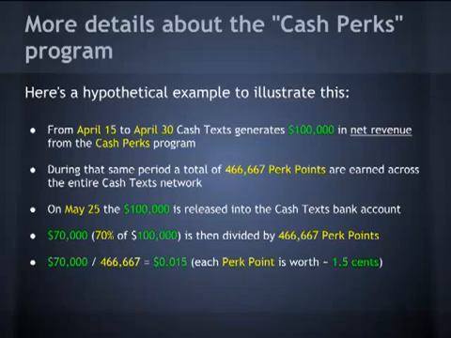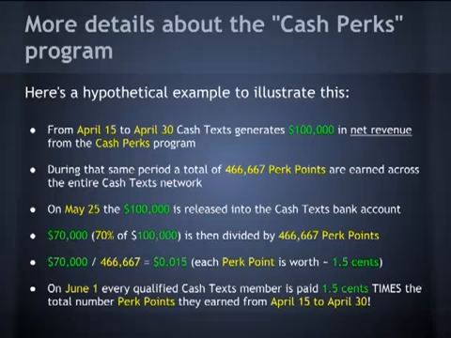Now, we're not going to guarantee that it's always going to be worth more than a CashText, but we're going to make sure that we find great offers to always produce amazing value for Cash Perks. So on June 1st, every qualified CashText member is paid 1.5 cents times the total number of perk points they earned from April 15th to April 30th. So in this example, you'd earn 505 perk points multiplied by 1.5 cents. There's your commission for that one particular offer.